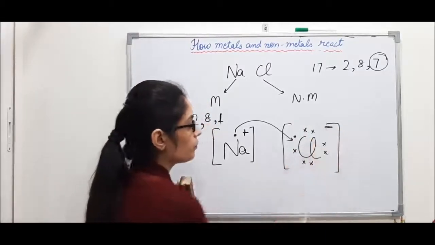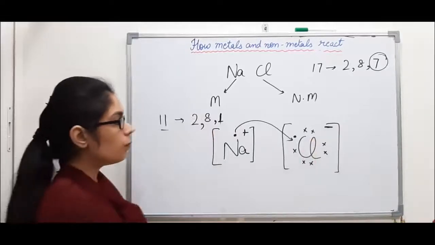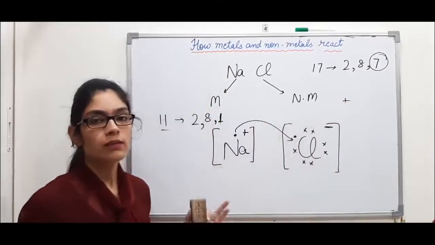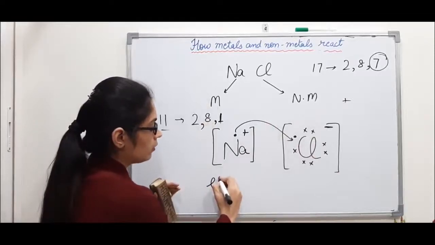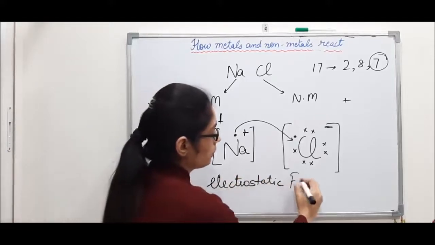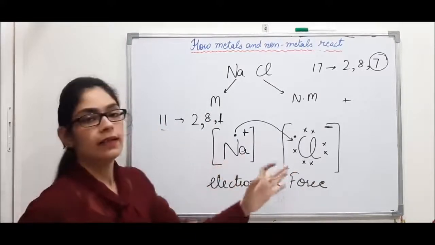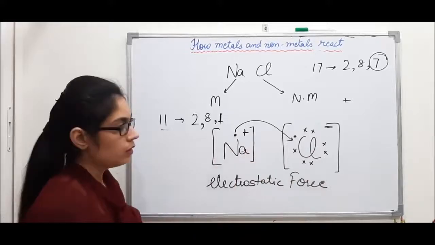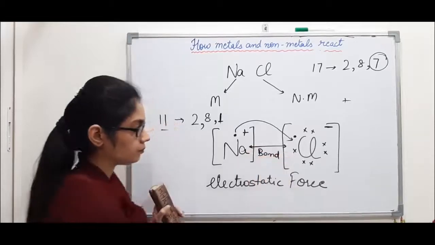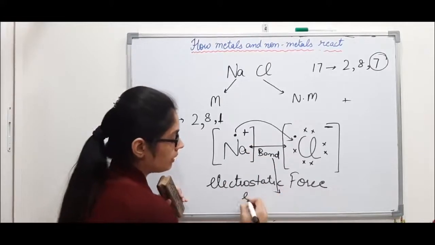Now you can see these are charged particles. We have already learned that in opposite charges, this is positive charge and this is negative charge, force of attraction is there, which is electrostatic force of attraction. Now positively charged sodium gets attracted to negatively charged chlorine. So due to this force, one bond is formed. So force itself is a bond. That bond is known as electrovalent bond.